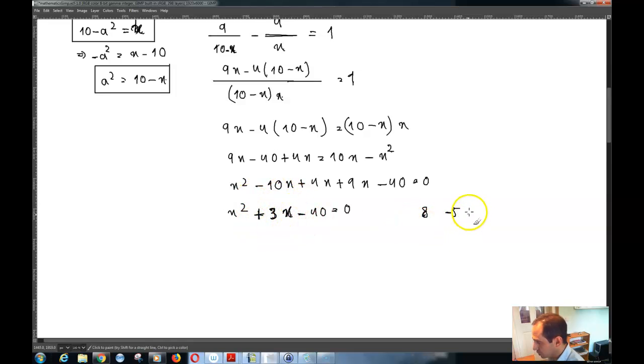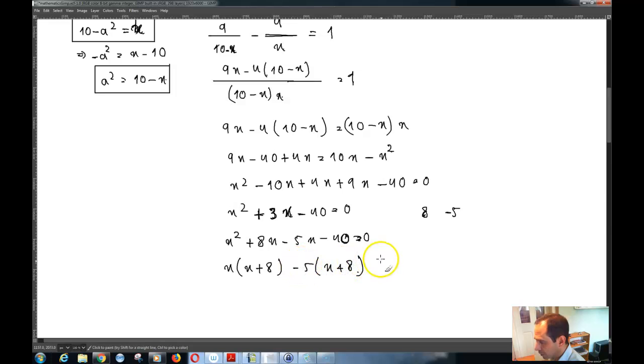So using these two numbers I can rewrite this equation, meaning that I can write x squared plus 8x minus 5x minus 40 is equal to 0. And so from these two terms, if I take an x out, x plus 8 minus 5 times x plus 8 is equal to 0. That gives me x minus 5 times x plus 8 is equal to 0.